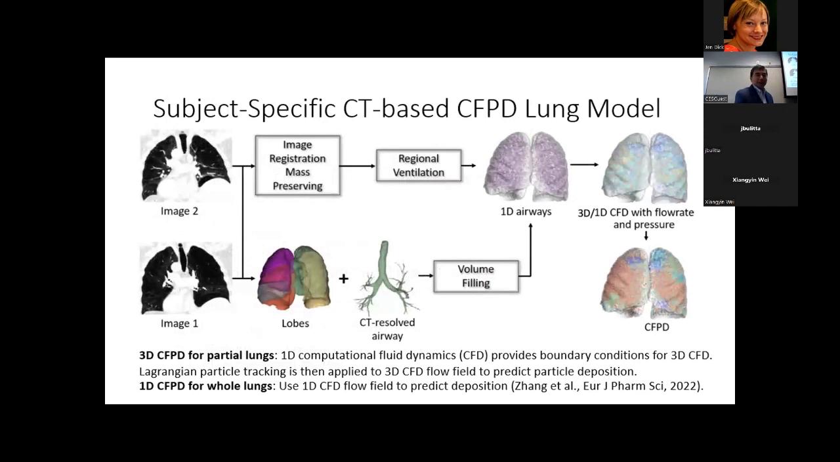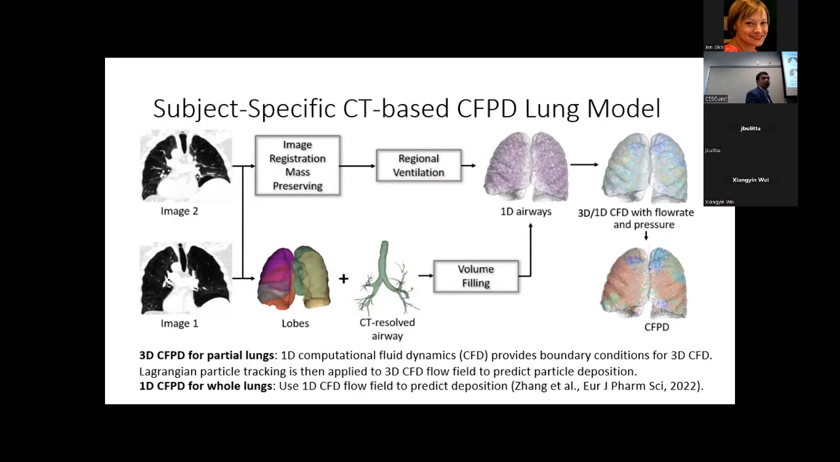Our subject-specific CT-based CFPD model consists of several steps. First, we use image one from full inspiration to segment lobes and CT-resolved airways. Then we use these two to construct the one-dimensional conducting airways. Then we register image one with image two at expiration. Then we can derive regional ventilation information. Then we combine structural and functional information together for our CFD simulation.